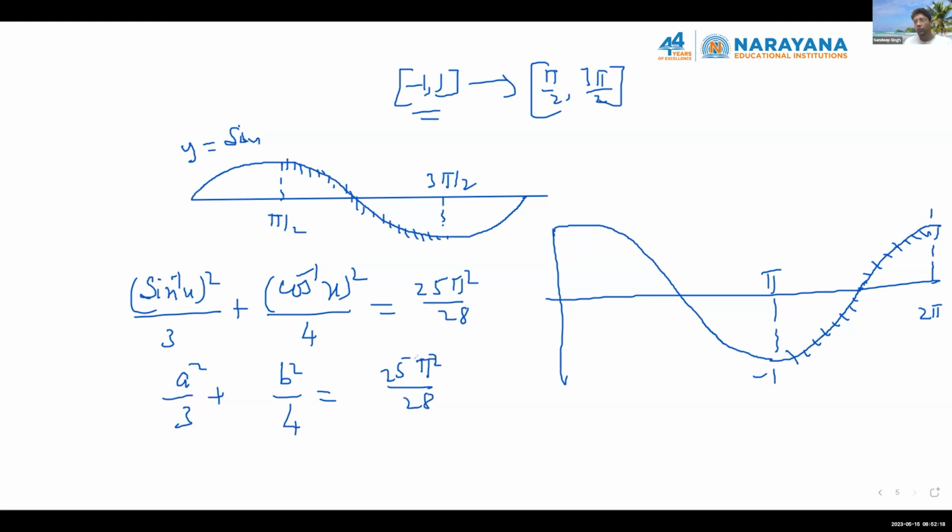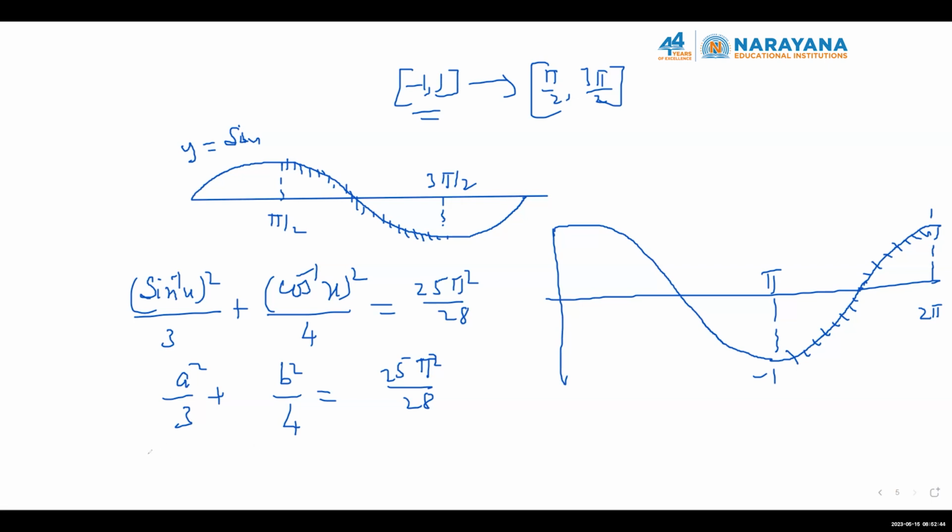So here you can use the Cauchy inequality, or you can use your vector approach also. Anything you can do. So how will I use that? What is the Cauchy inequality? (A1 square plus A2 square) into (B1 square plus B2 square) is always greater than or equal to (A1 B1 plus A2 B2) whole square. Correct?